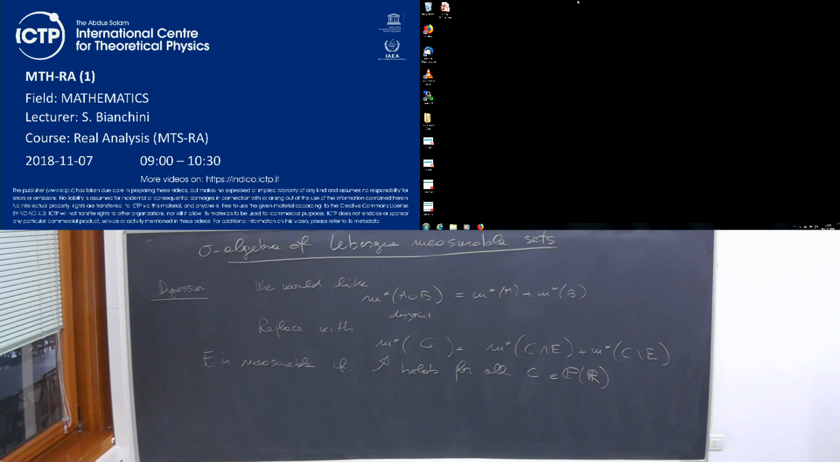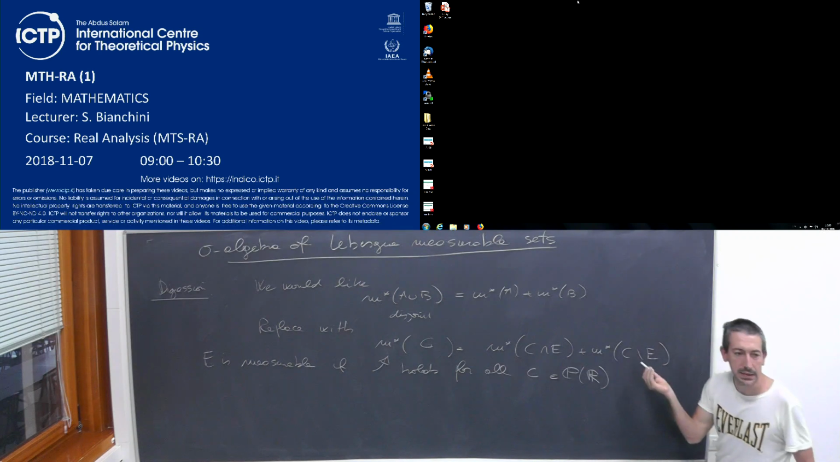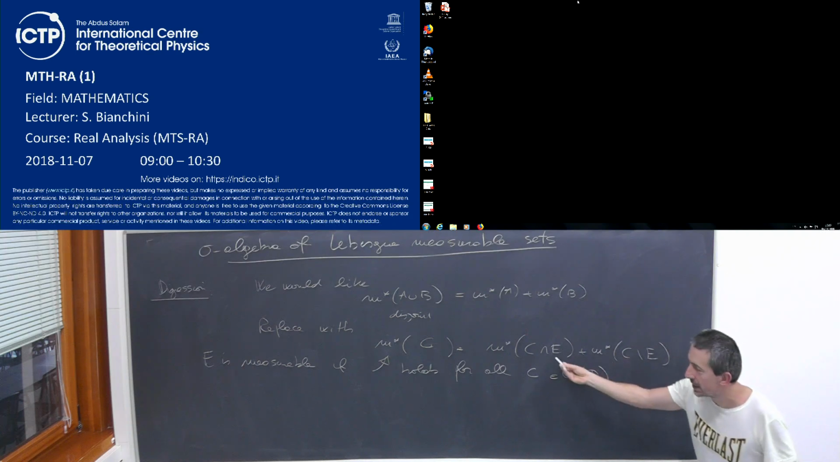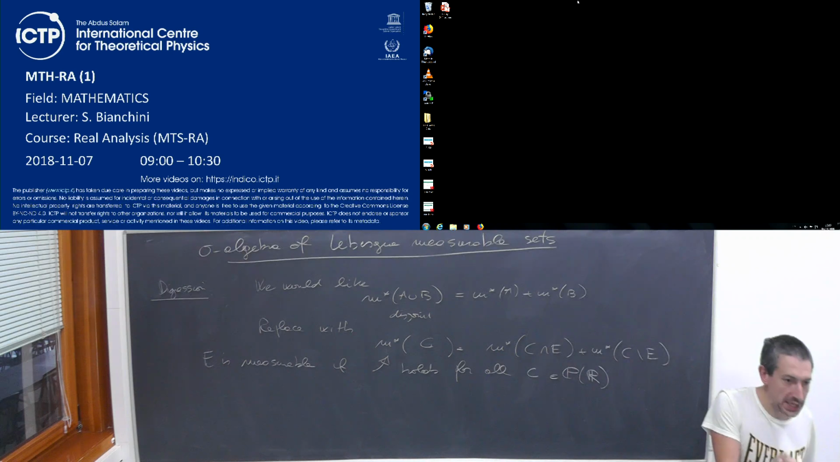In this case, shouldn't this be E difference C, because now C could be anything? So I'm measuring something outside E. Yes, in that case it's trivial because this guy is 0 and this is C. But if you partition C according to the set E, you should have the equality. So it's a condition on E.